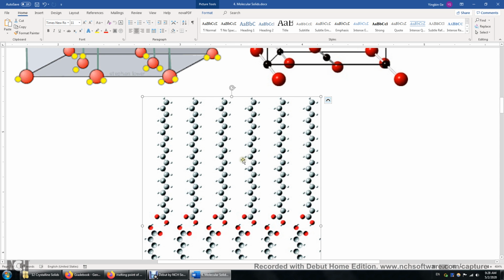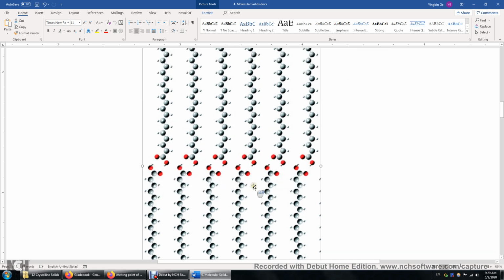And you can imagine if we have a shorter carbon chain, let's say only 2 carbons, that's called acetic acid. And acetic acid has a much lower melting point than this carbon 20 carboxylic acid, because of the smaller amount of dispersion. All right.